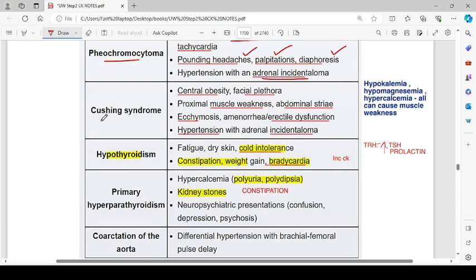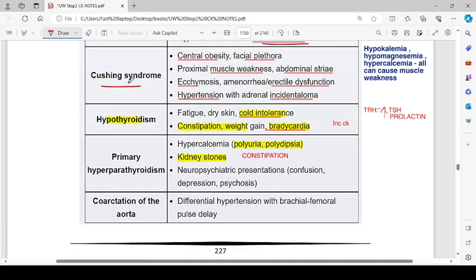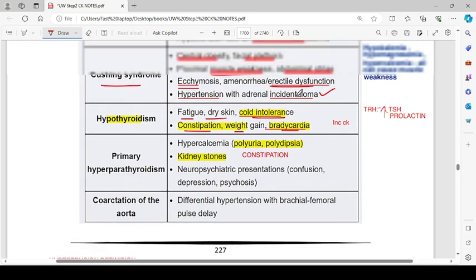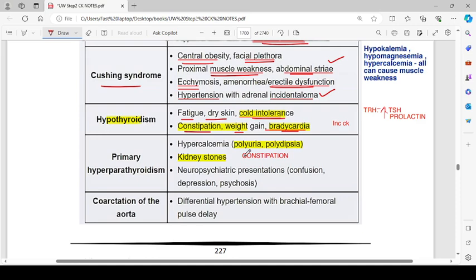Then Cushing syndrome can be a cause. Associated with Cushing syndrome, there will be central obesity and facial plethora, proximal muscle weakness and abdominal stria, ecchymosis, amenorrhea and erectile dysfunction. Hypertension with adrenal incidentaloma, hypothyroidism, is associated with fatigue, dry skin, cold intolerance, constipation, weight gain, bradycardia. It is actually the increased amount of ADH secreted in hypothyroidism that can lead to hypertension.